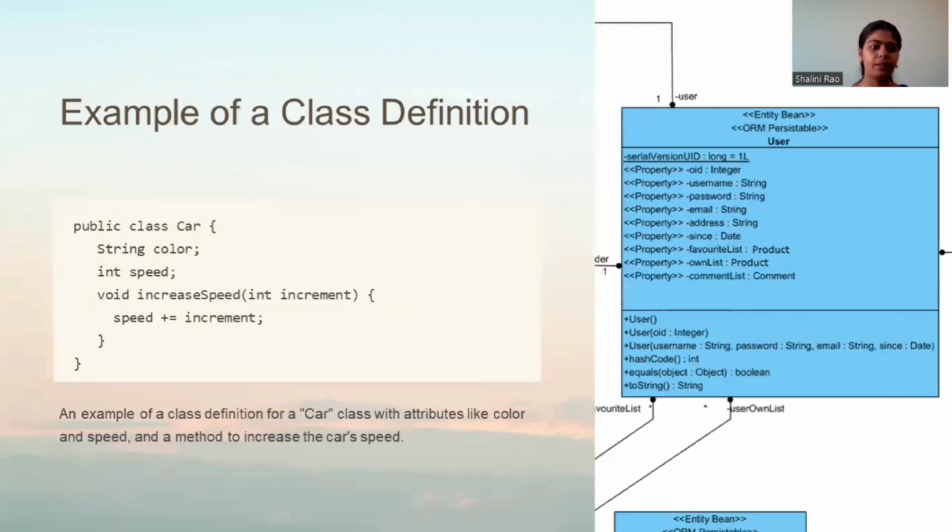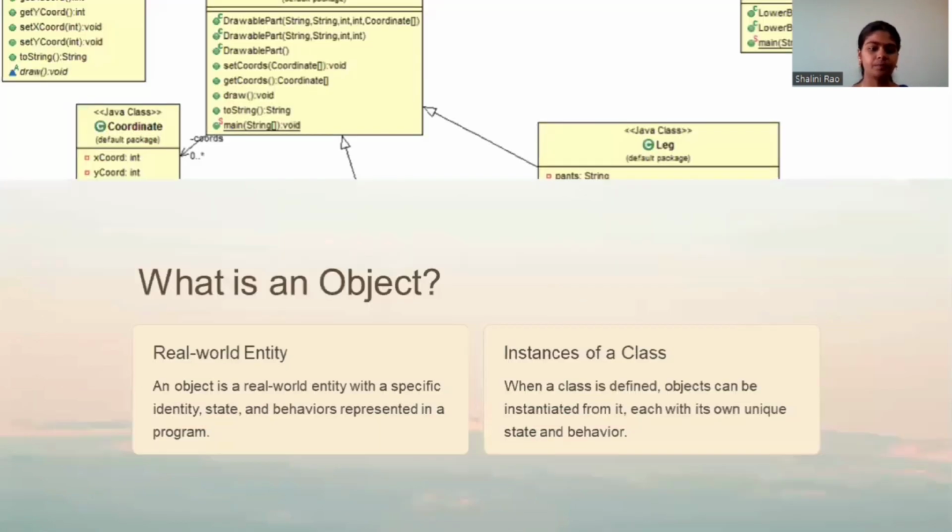Next, we have an example of a class definition. An example of class definition for a class Car with attributes like color and speed and a method to increase the car's speed. The increaseSpeed is the method which is used to increase the car's speed, and the color and speed are the attributes of the class Car.